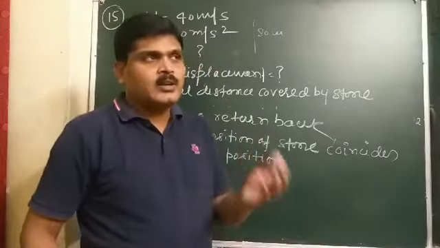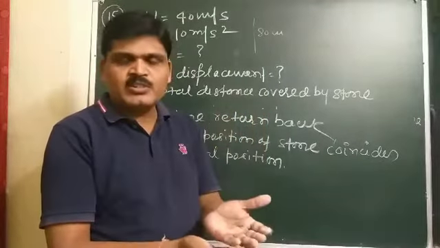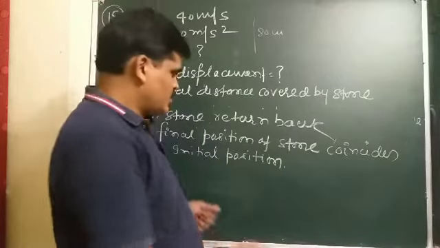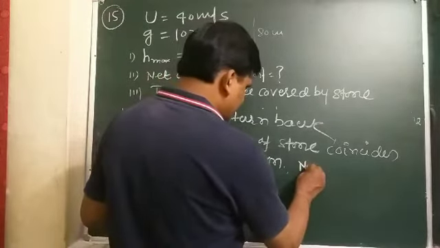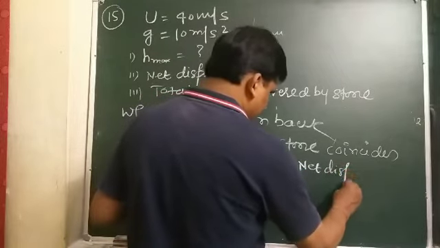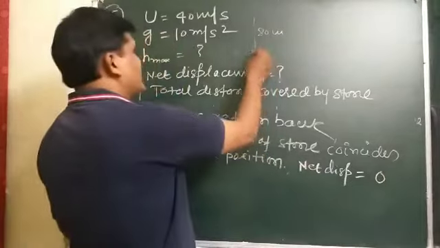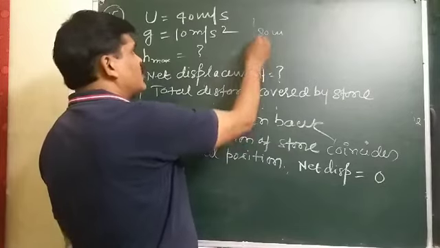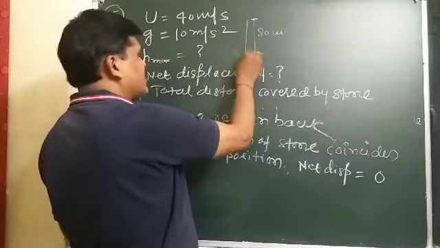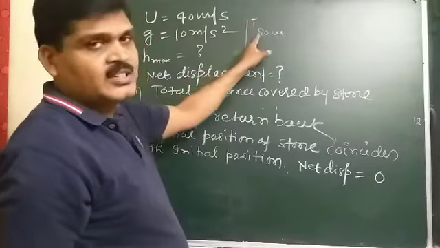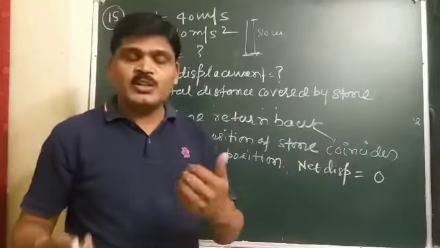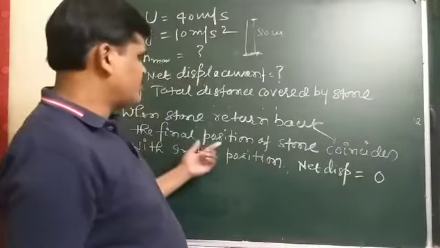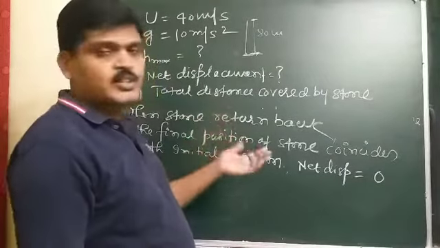And students, when the final position and initial position of the stone coincide, it means net displacement is 0. So net displacement is 0. And when it moves from the ground to the maximum height and then comes back to the ground again, the total distance is a scalar quantity, so it will be added, whereas displacement is a vector quantity. So the final position of the stone coincides with the initial position when the stone returns back.